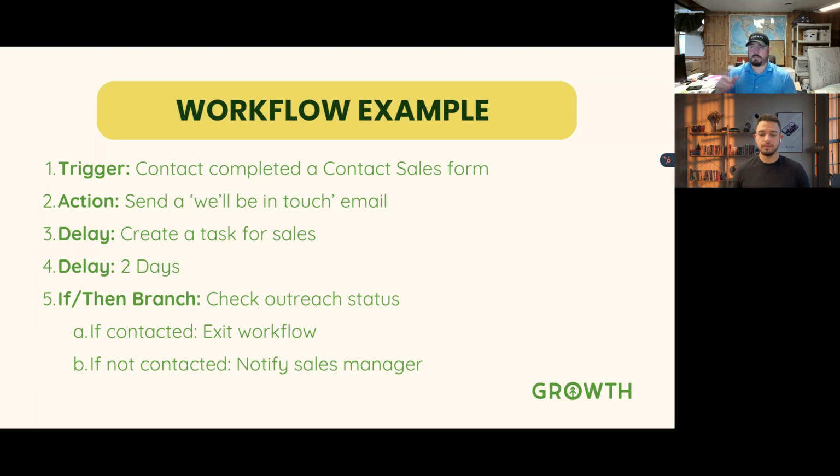And then it shouldn't delay. It should create a second action to create a task for sales. The sales department, let's say Will, gets a task that says, hey, you need to reach out to Rick. And then the workflow is going to delay. So it's just going to pause for 2 days and just be there to hang out. After 2 days, it's going to continue down into an if-then branch that we're going to call check outreach status. If connected, so if we see there's activity, we see that Will did reach out to Rick, we're good. It's working. We can exit the workflow.